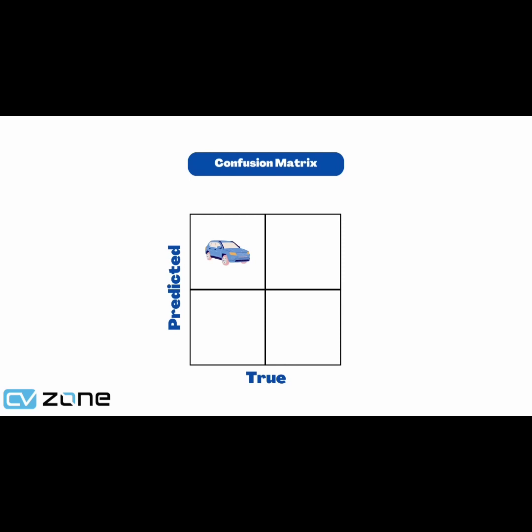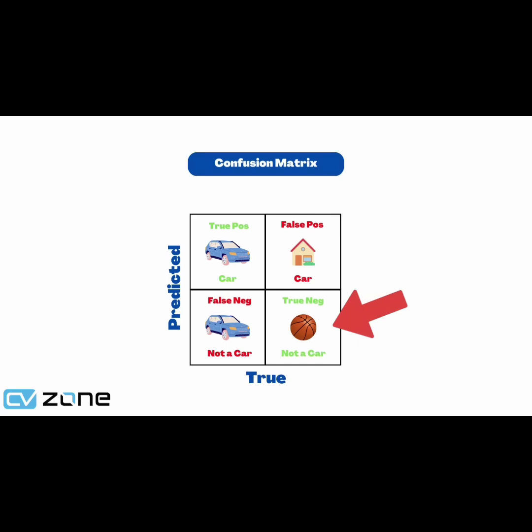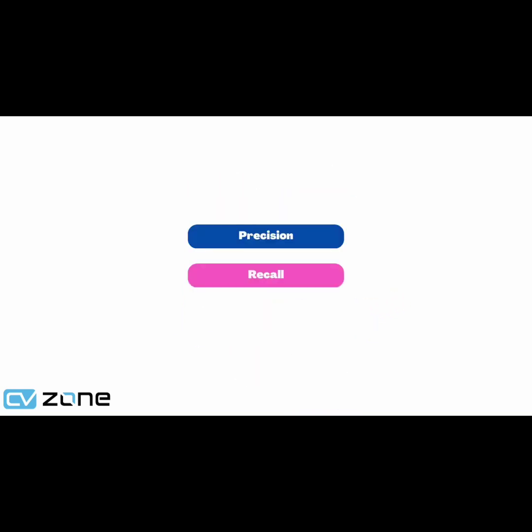In the first cell, the actual class is a car, and the model predicted it as a car, so it's a true positive. In the second cell, the actual class is a house, but the model predicted it as a car, so it's a false positive. In the third cell, the actual class is a car, but the model predicted it as not a car, so it's a false negative. In the last cell, the actual class is a ball, and the model predicted it as not a car, so it's a true negative. This value corresponds to not predicting a bounding box and is usually the background, so it is not used in the metrics calculations. Using these values, we can calculate the precision and the recall.